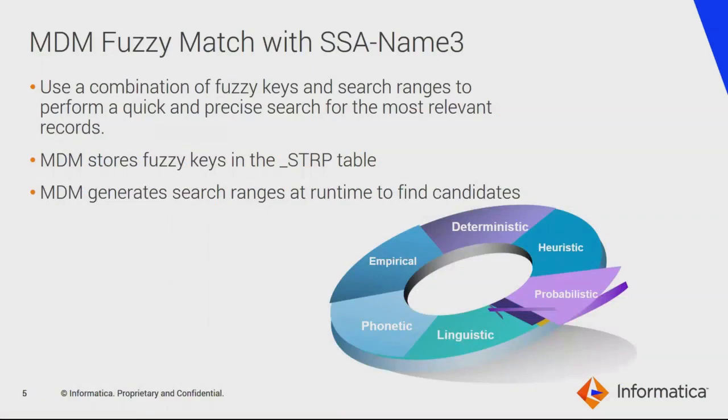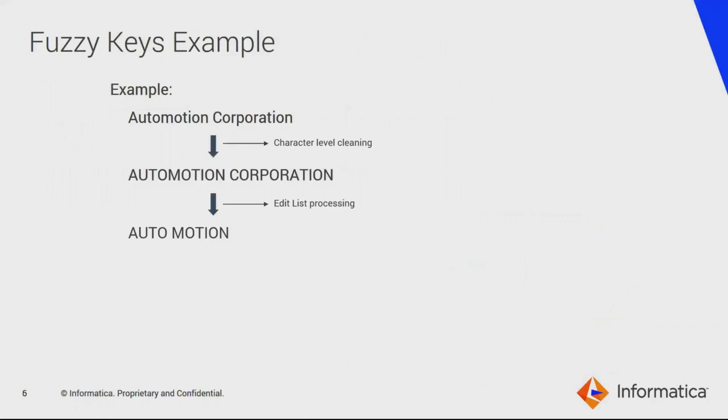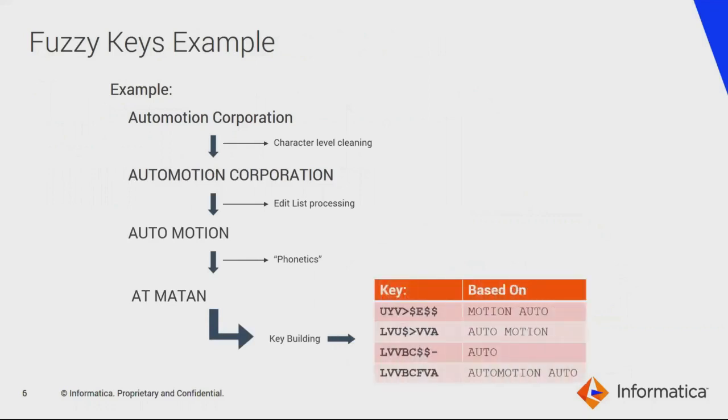Just some background on the matching that we do, on what we use for matching. We use something called SSA name 3 under the covers, and it uses a combination of fuzzy keys and ranges. And we'll go more into this later on. But just to take the company name as an example, Automotion Corporation goes through some processing. We get rid of the corporation noise word, and then we do phonetic stabilization to automaton, and then finally name 3 kicks in and generates some keys for us. And these are based on the combinations and permutations available from auto and motion.